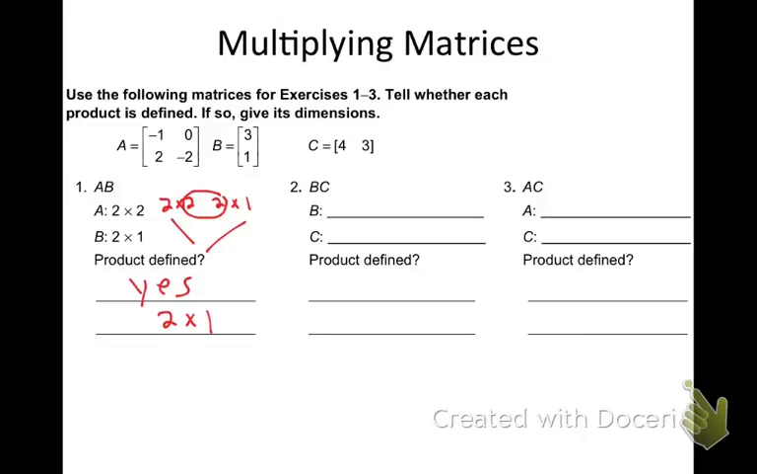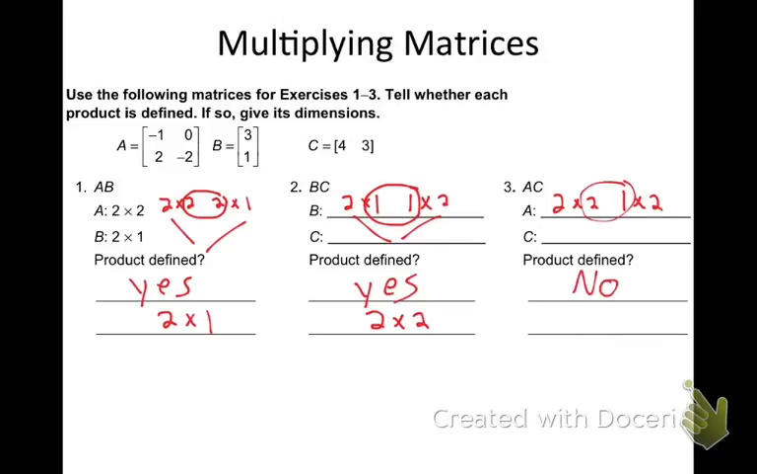Number 2, I have BC. What are the dimensions of B? B is a 2 by, and what is C? A 1 by 2. Are these the same? Yeah. So can I multiply them? Yes. And what's my resulting matrix going to be? 2 by 2. And lastly, I have AC. What's the dimensions of A? The dimensions of C? Can I multiply these? No. So I'm done.